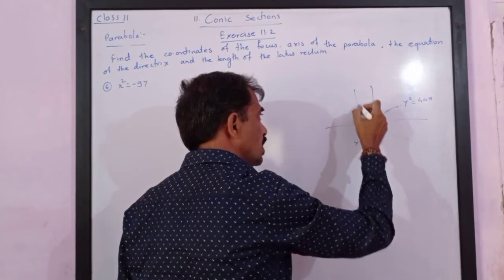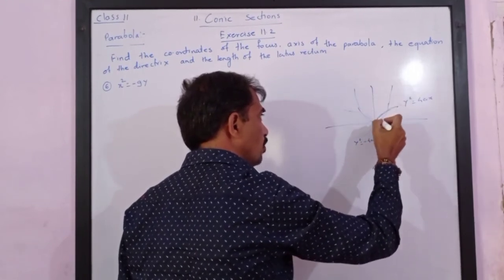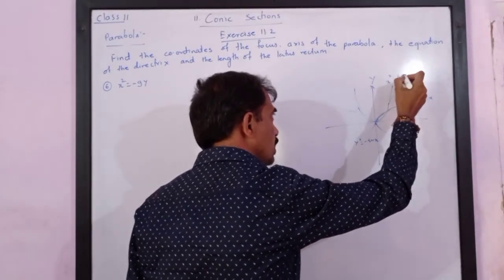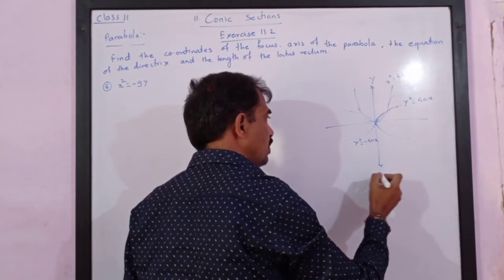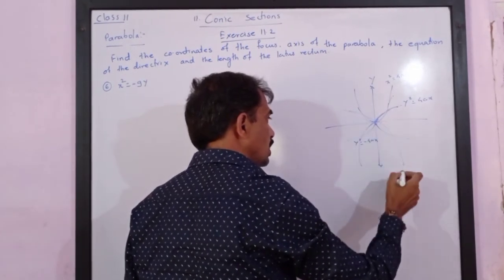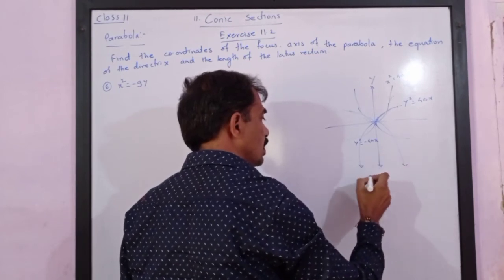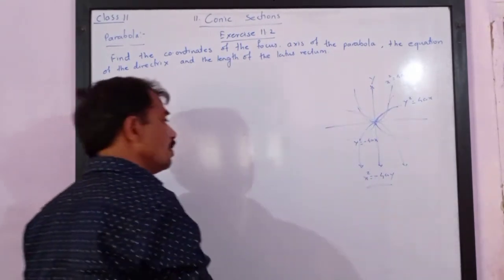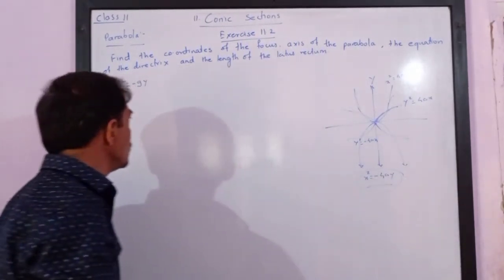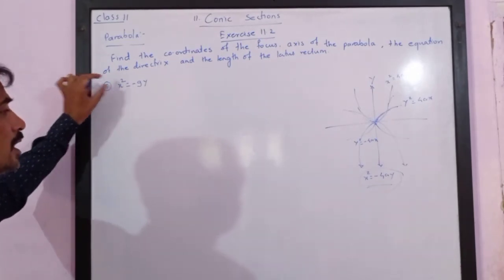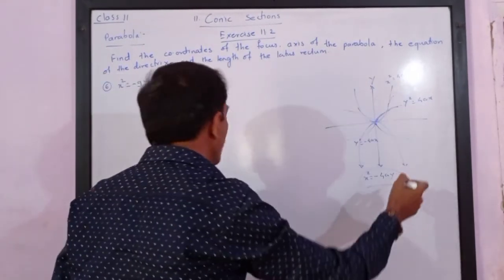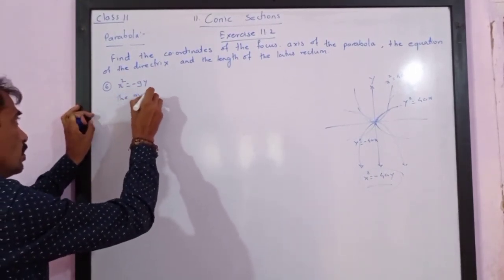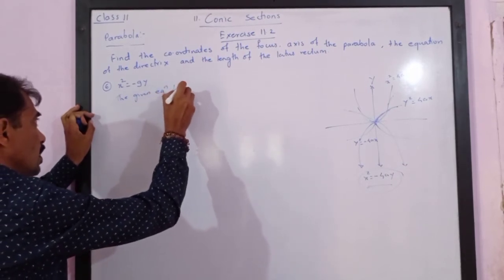If it is facing the positive direction of the y-axis, then it is x square is equal to 4ay. And if it is facing the negative direction, then the equation of the parabola is x square is equal to minus 4ay. Please note, the given equation is of this form. That is, it possesses an x square term. It means it is symmetric about the y-axis. Therefore, the given equation has an x square term.